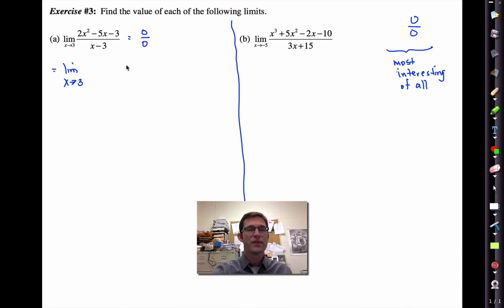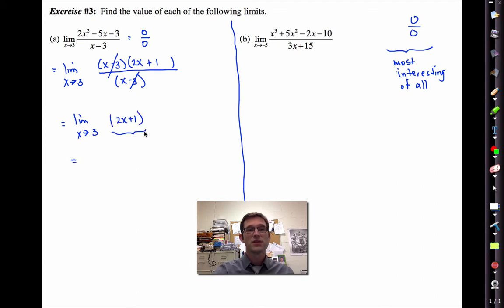Now, what's kind of cool is because we're getting 0 as x goes to 3, x minus 3 must be a factor of the numerator. That's something you should have learned in previous courses, but it means it should be very easy to factor. If we know one of the two factors, the other factor, the 2x plus 1, should be very easy. This then cancels, and we'll get the limit as x goes to 3 of 2x plus 1. And now I can substitute, and I'll get 2 times 3 plus 1.